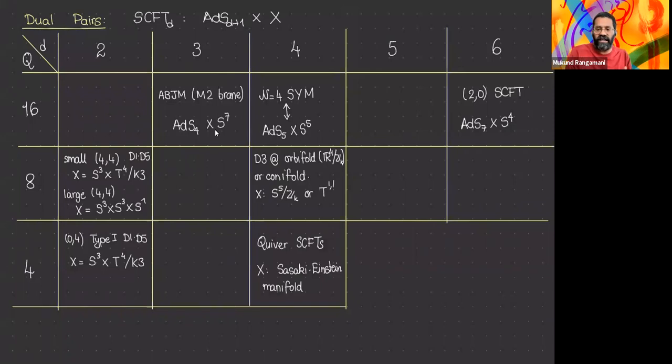These geometries are special. They have fibrations, they have some toric descriptions, and that's how people are able to understand the dual CFTs. They all are given in terms of some quiver conformal field theories.